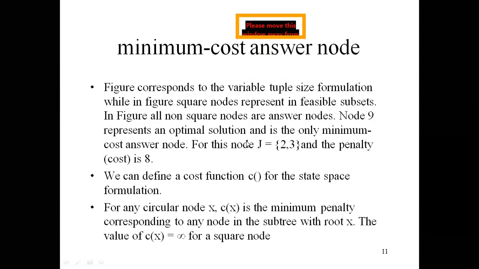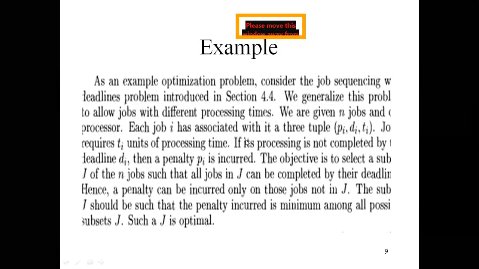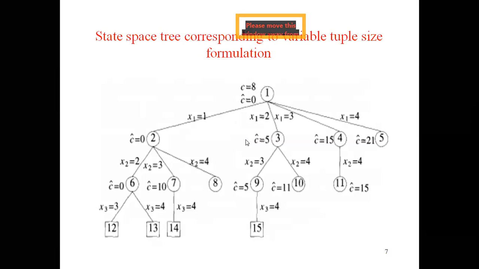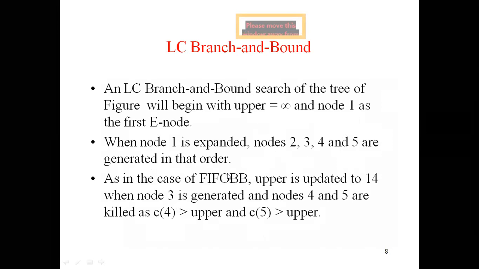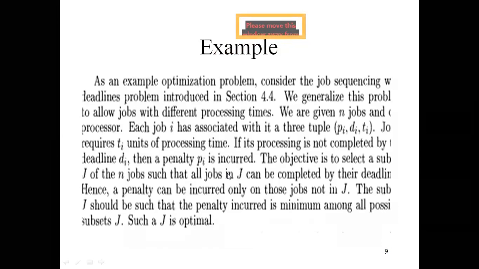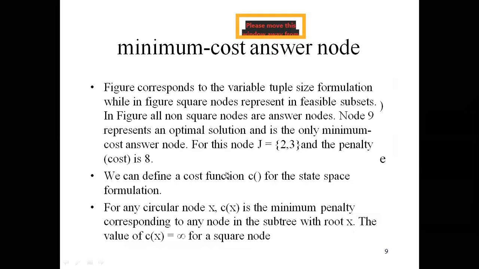Now check in the figure, we have j equal to 2, 3. So node 9 is giving the answer node. That is the only answer node with cost 8, the minimum cost, and the only minimum cost answer node. For this node, j equal to 2, 3 and the penalty cost is 8.